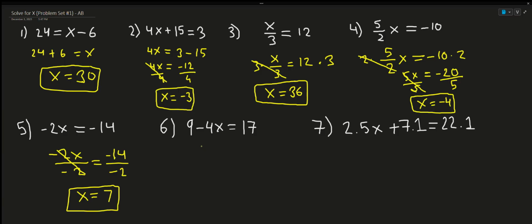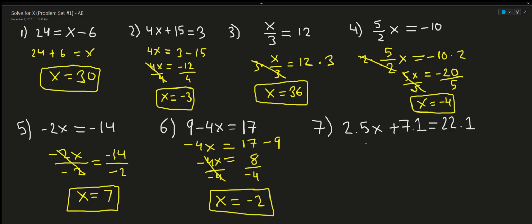Alright, the next problem. 9 minus 4x is equal to 17. So again, we can bring the 9 to the right hand side so that this becomes negative 9. So minus 4x is equal to 17 minus 9, which ends up becoming 8. And then we simply divide both sides by minus 4, such that x is equal to minus 2.